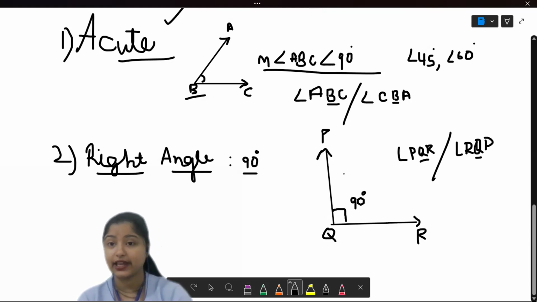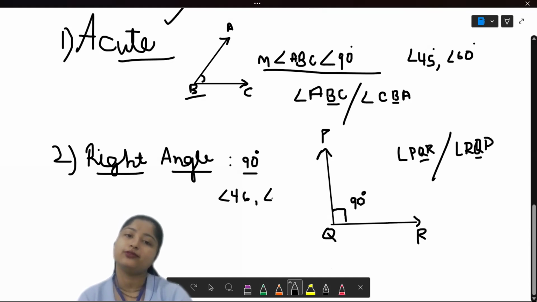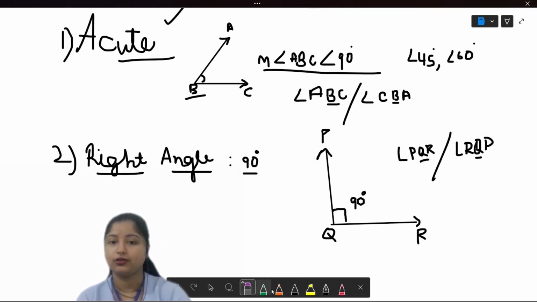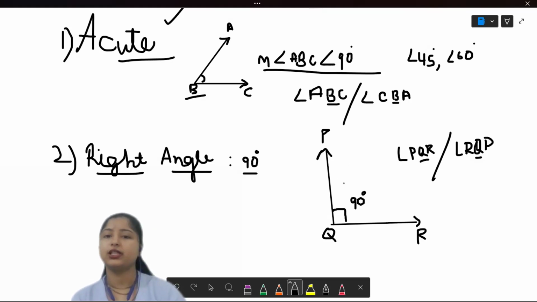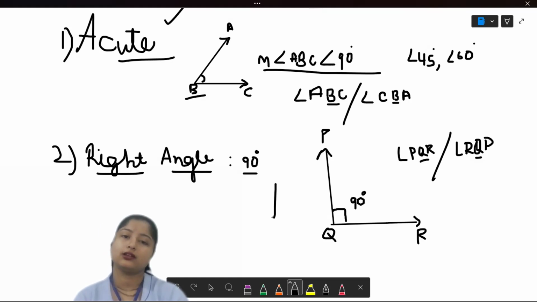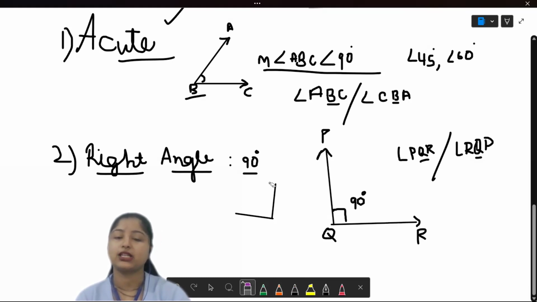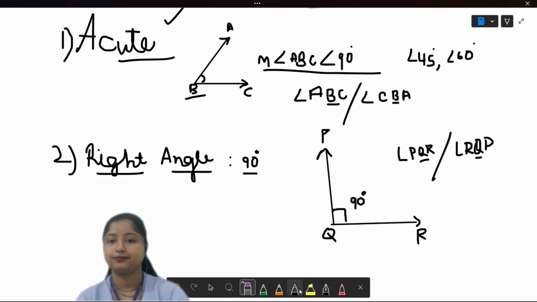Now, the next thing is that the right angle has a fixed value. So you can't call an angle of 46 degrees, for example, or 89 degrees, a right angle. It would be an acute angle, because those are less than 90. Also, a right angle always looks like this. If you reverse this, it will be like this, forming two straight lines. When they join, they will form a right angle.